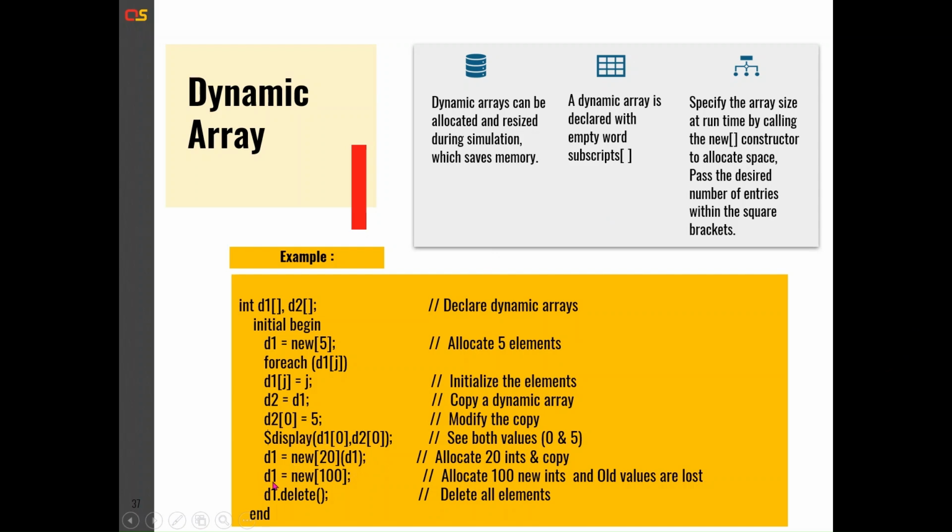In the next statement, we have given d1 equal to new of 10. Here, it is creating all new values. There is no preservation of the old values. So we are allocating new values and the old values will be lost. And this is the term we use for deleting all the elements: d1 dot delete.